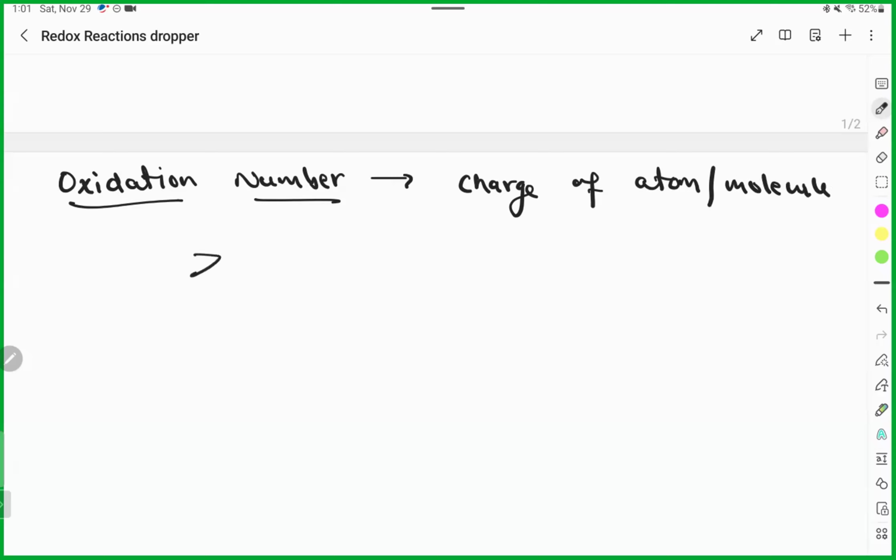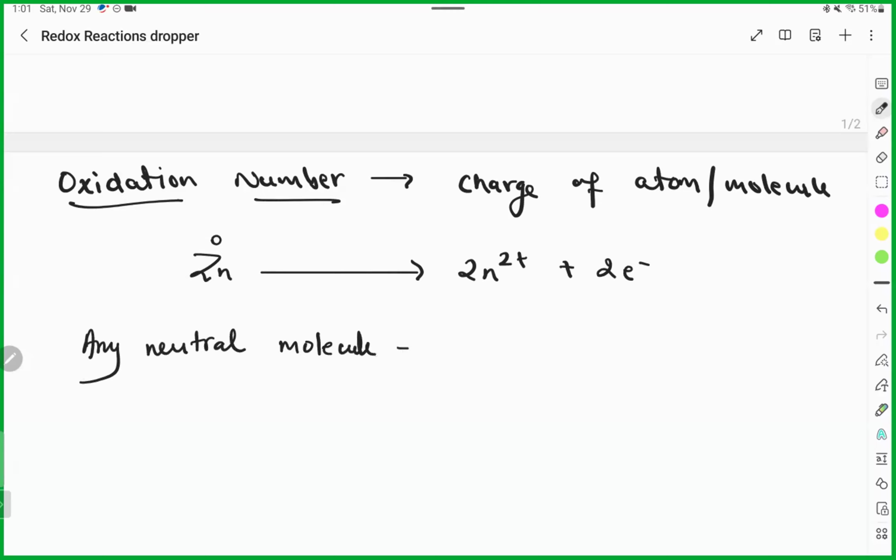Okay. Example, if zinc converts into zinc 2 positive and 2 electrons. Here, if no charge is given, a neutral molecule or atom will always have 0 charge. Here there is 2 positive charge, because that is 0, no? That's why we are not showing charge. So any neutral molecule, if charge is not shown, you will always consider its oxidation number to be 0.